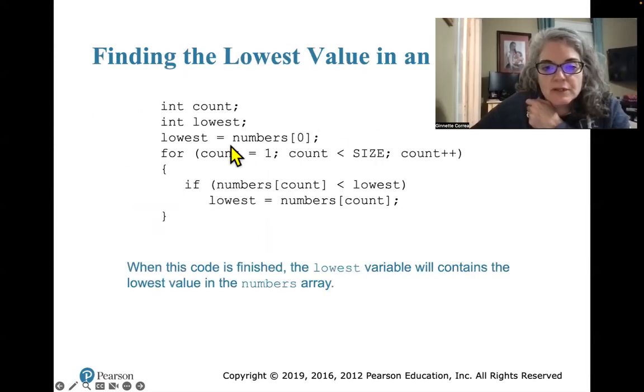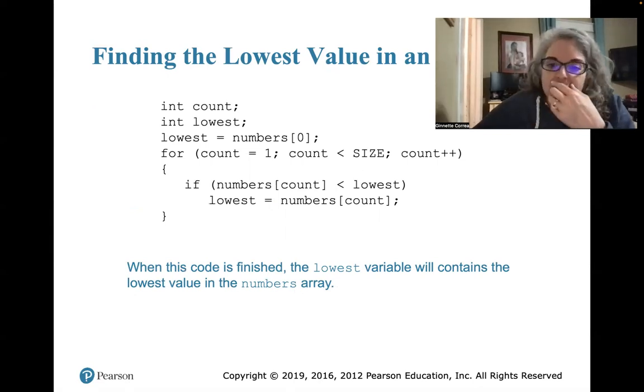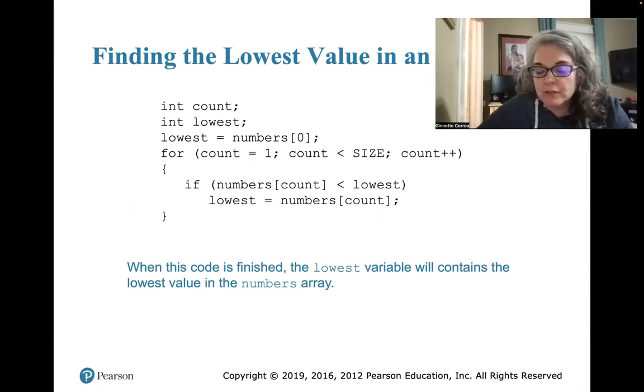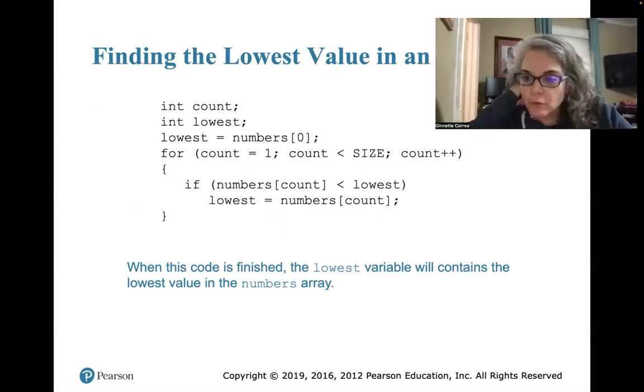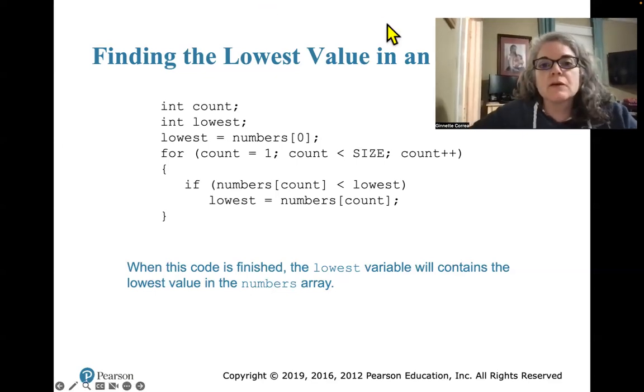So this is actually really important code because this is one way that we can sort an array. If you have a program where you have 10 test scores and you want to drop the lowest, you know, some teachers drop the lowest quiz score or the lowest test score, then this could be one way that you do that. And so you just want to make sure that you understand what is going on here.